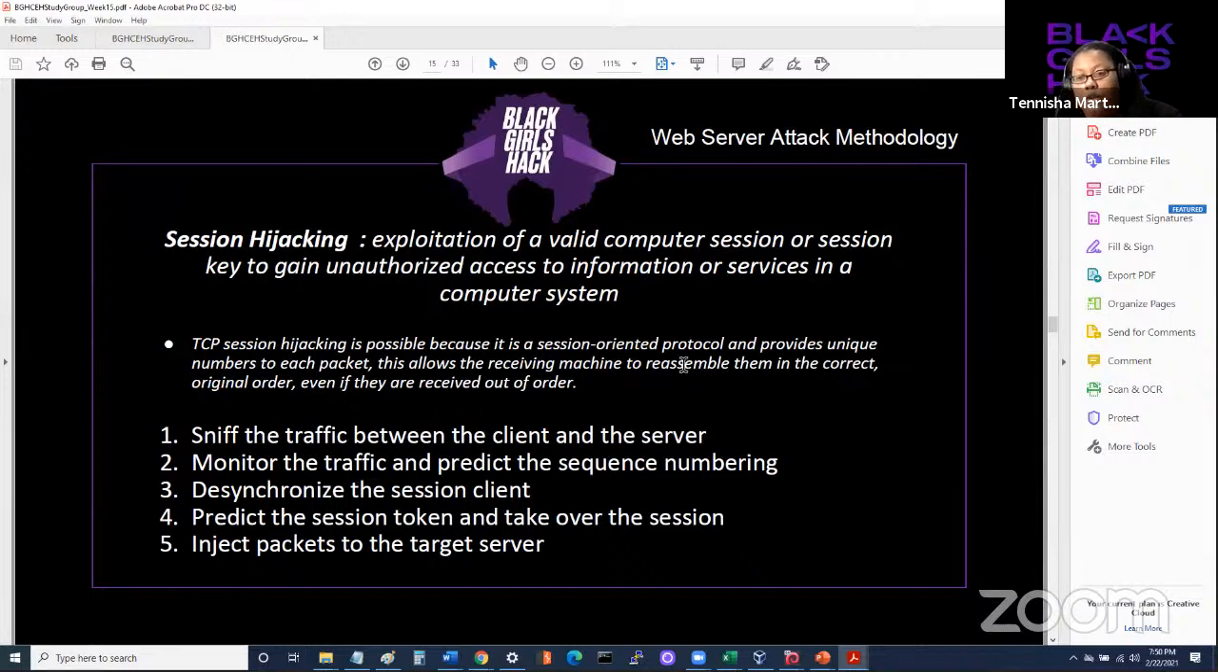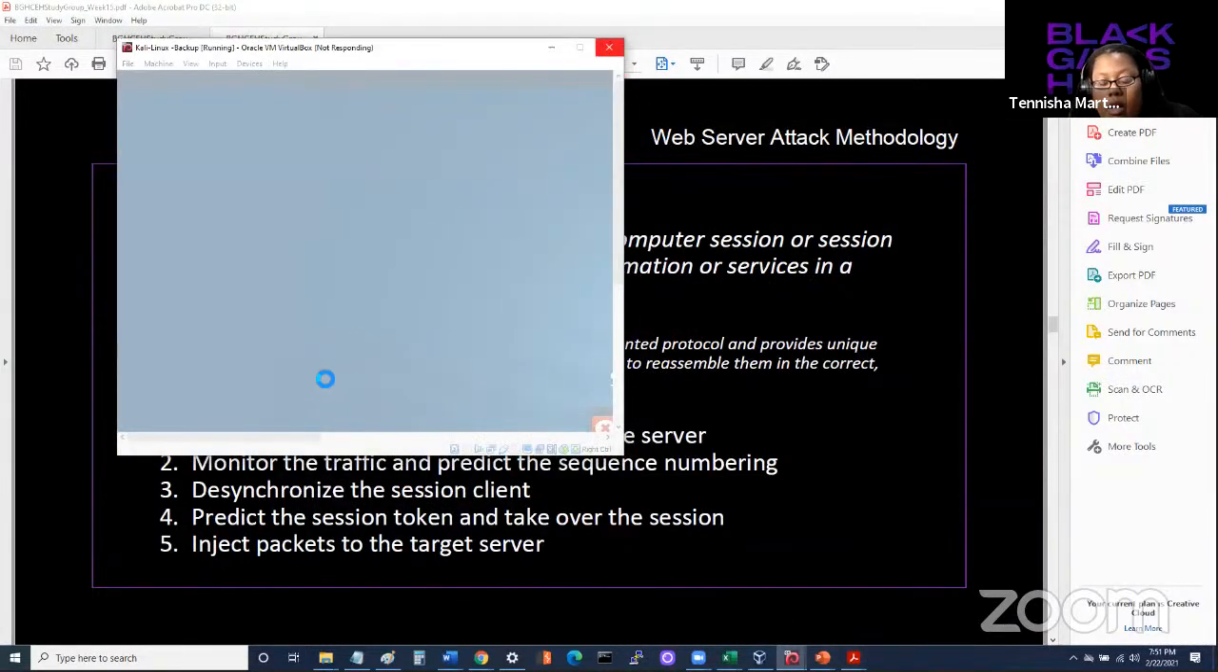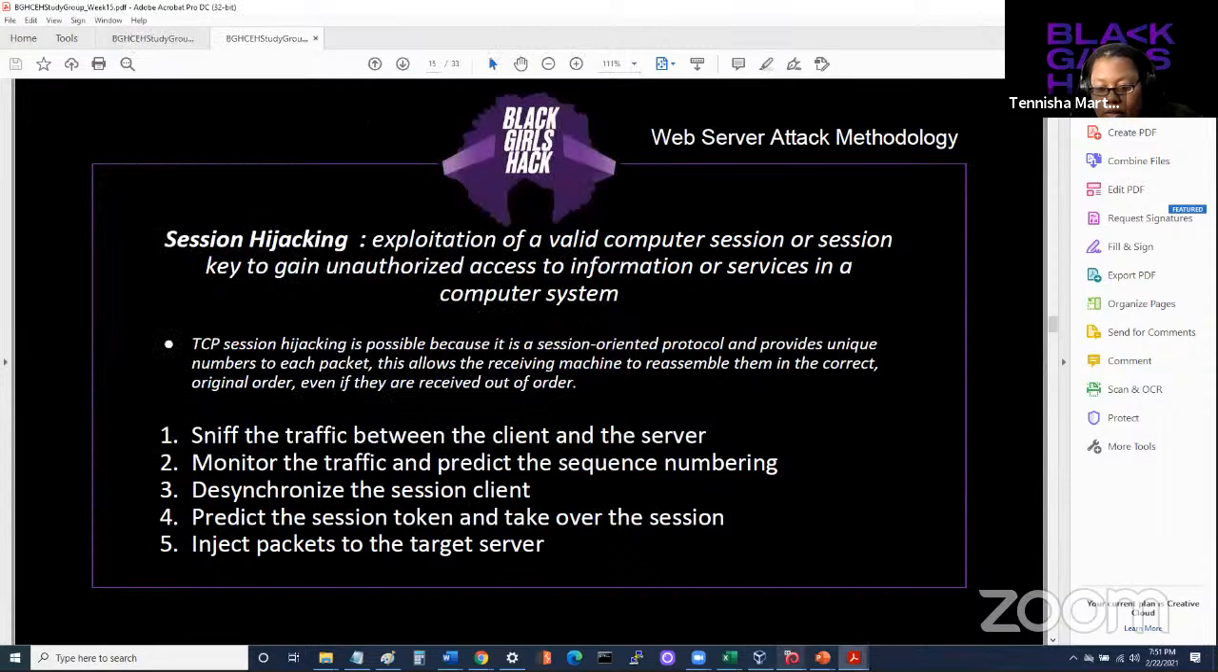So if you find yourself a little rusty on your web server attack methodologies, there are a lot of OWASP applications and examples and tools that you can use on your Kali machine. I'm sorry, on your broken web app machine. Let me just show you this real quick if my computer decides to cooperate.